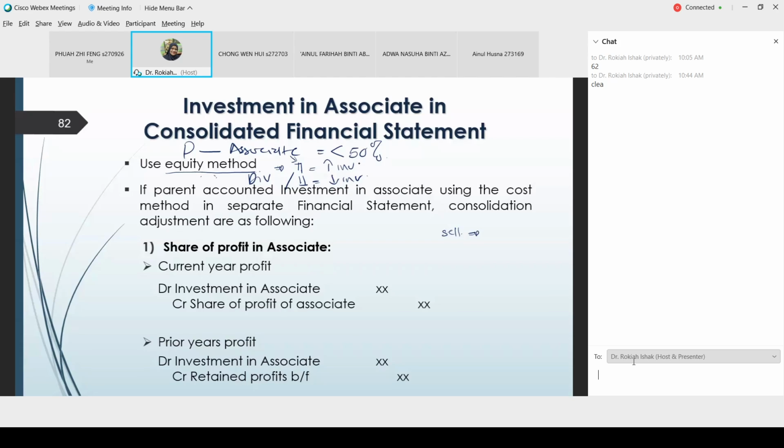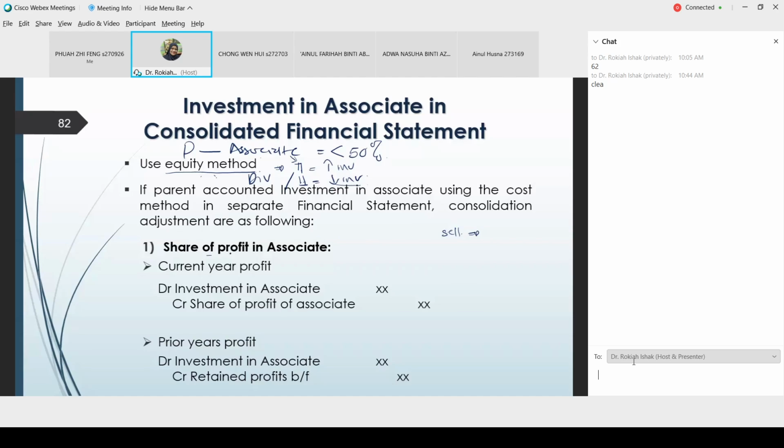So what is the equity method? It affects the investment. If there is a profit announced by the associate, it is going to increase the investment. If there is a loss, it is going to reduce the investment. And in the case when the associate pays a dividend, it is also going to reduce the investment. Okay, if the parent accounted for the investment in the associate using the cost method in a separate financial statement, we need to prepare a consolidation adjustment.